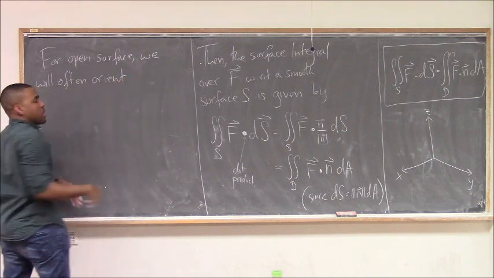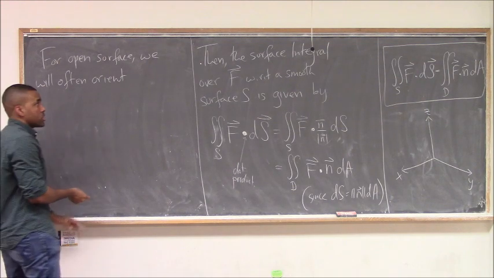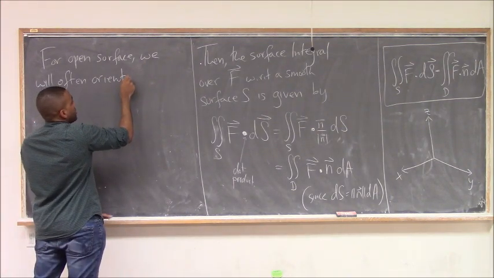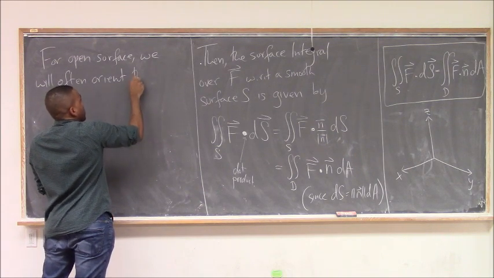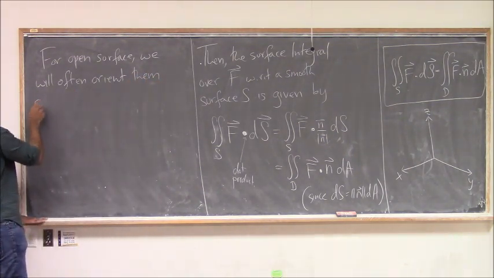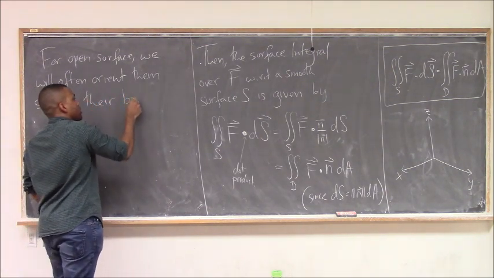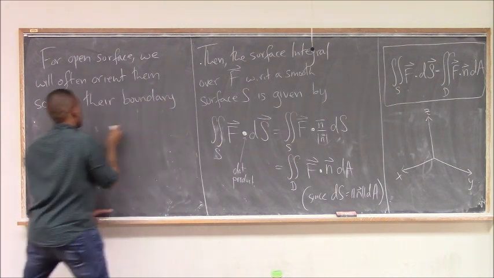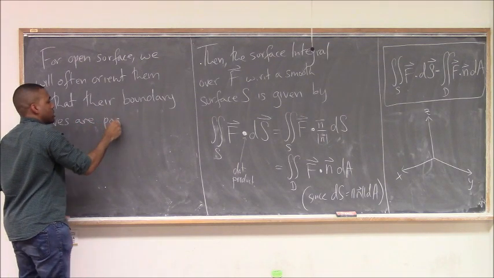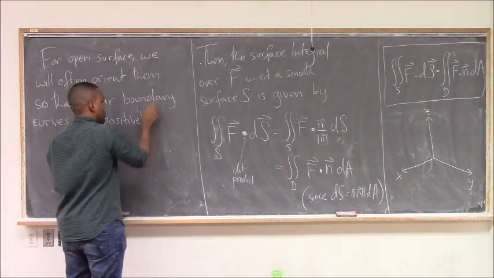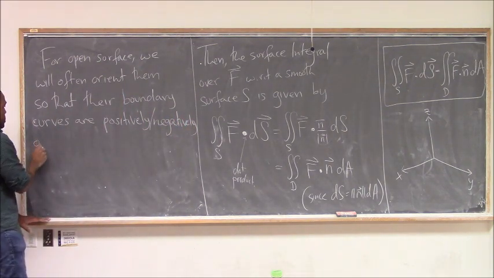But again, not all the time. I could say up or down, and it should make sense in context based on the kind of surface I give you. But for open surfaces, we will often orient them so that their boundary curves are positively or negatively oriented.